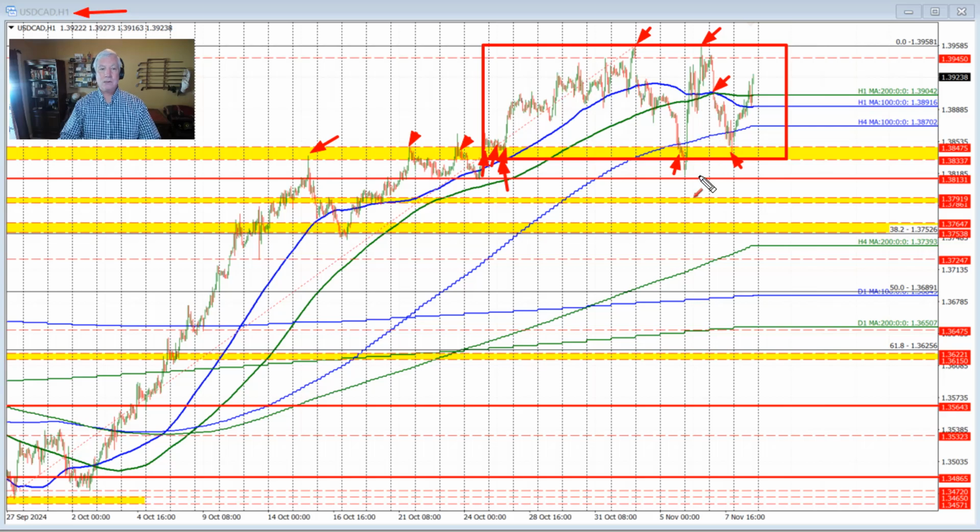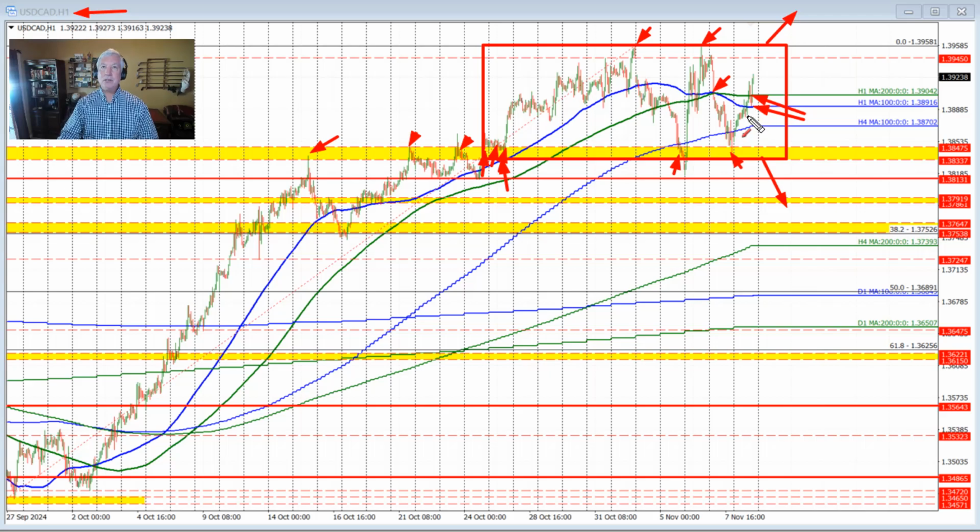This red box is going to be key going into next week. If we move above the high of this red box, it would be more bullish. If we move below this red box, it would be more bearish. Now, in between sit some other levels, including the 100 and 200 hour moving averages. The blue line right here is the 100 hour moving average. The green line represents the 200 hour moving average.